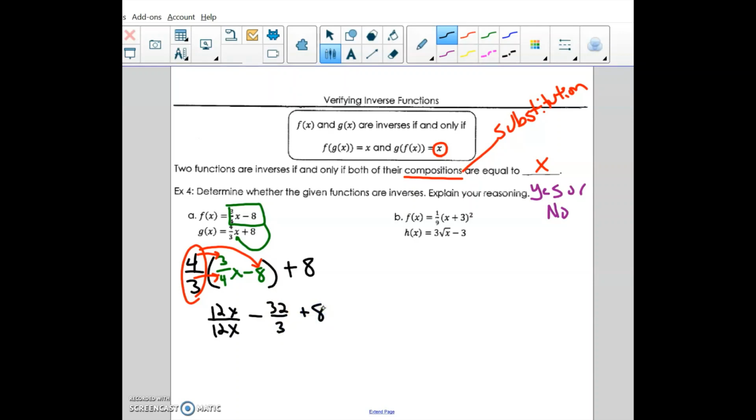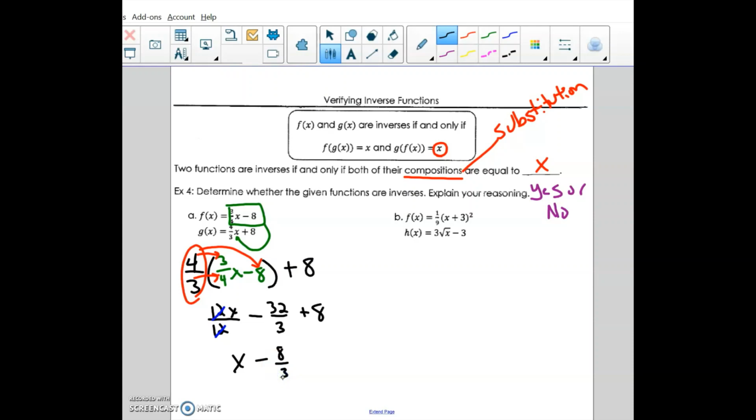So we look at this and we say, okay, can anything cancel out? Yes. The 12s cancel out. And that's x. It's not supposed to be an x on the bottom. It's supposed to be an x on top. So my apologies for that. No x on the bottom there. And then you take negative 32 over 3, and you add 8 to that. You get negative 8 thirds. And that's all we can do.